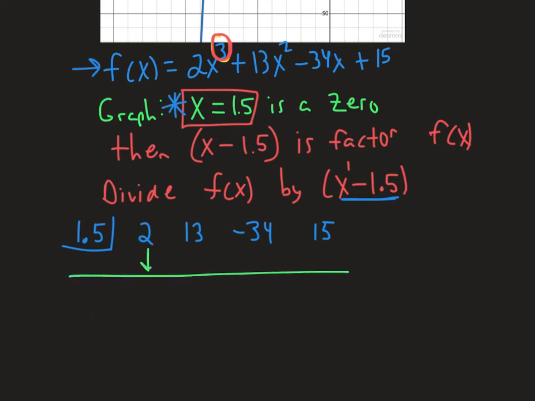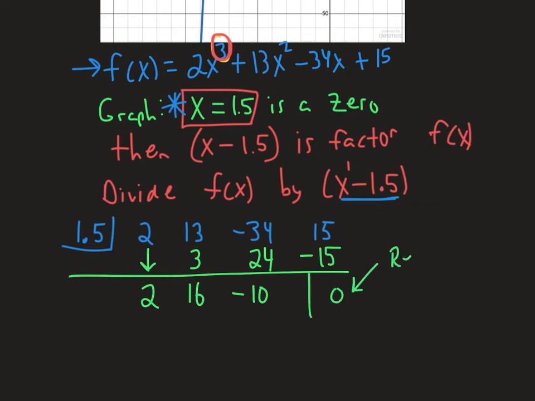We always bring the first term down, bring the 2 down. 2 times 1.5 is 3. 13 and 3 is going to be 16. 16 times 1.5 should be 24. Negative 34 plus the 24 will be negative 10. And then negative 10 times 1.5 will be negative 15. And we're going to end up with this 0 remainder here.